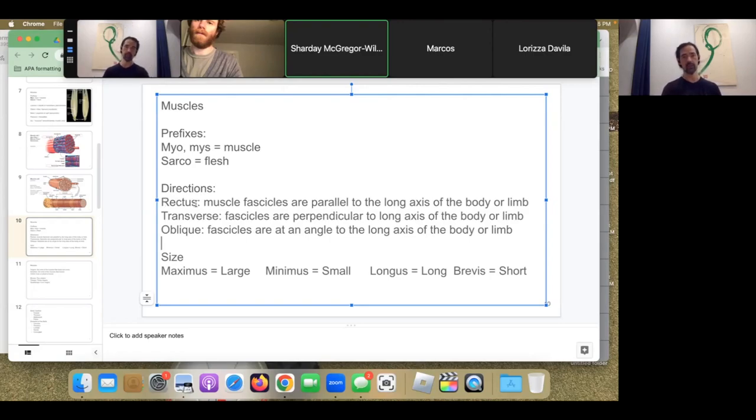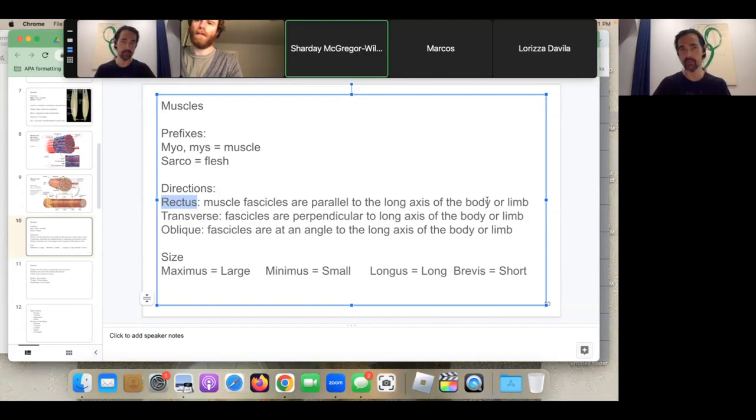Okay, so the direction of the movement of muscle fibers: we really should at least have some idea of what it means when a muscle in the leg is named rectus, very similar to a muscle in the abdomen. That's when the fascicles are parallel to the long axis of the body or parallel to the limb. For the leg, if this is the femur, it's running the same direction as the femur, the axis of the limb. For the rectus abdominis, it's running along the long axis of the body.